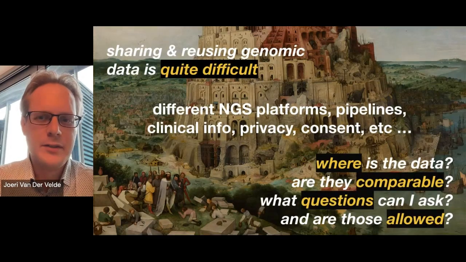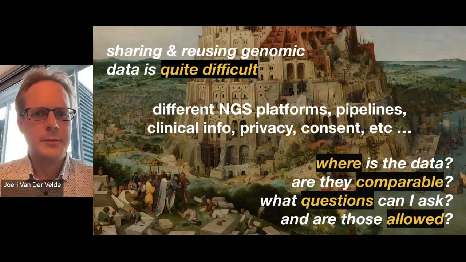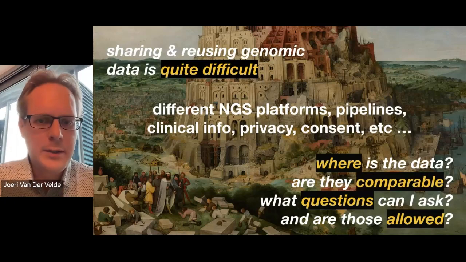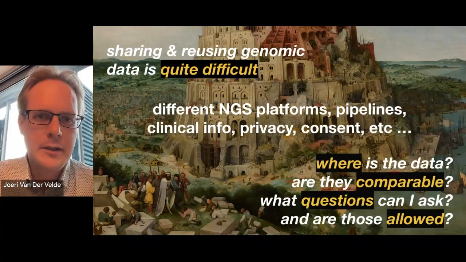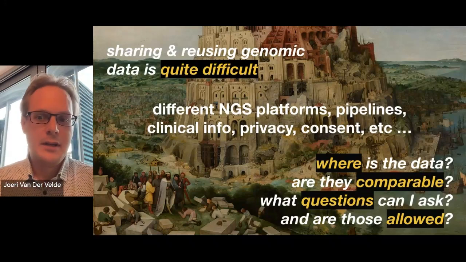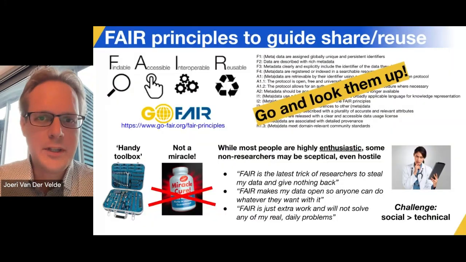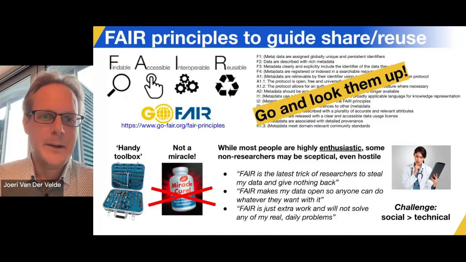Because sharing essentially whole genomes and next generation sequencing data is still very difficult, to properly share and reuse these types of data. We're dealing with different sequencing platforms, different bioinformatic pipelines, different clinical information, privacy and consent issues. So quite often, or actually most of the time, people in the labs are wondering, where is the data? Are they comparable to the data that I have? What questions can I ask the data, and are those questions allowed? Those basic things are often not clear. So the FAIR principles can really help us here. Of course, you are most likely familiar with these principles, but if you're not, please look them up. They are very insightful.